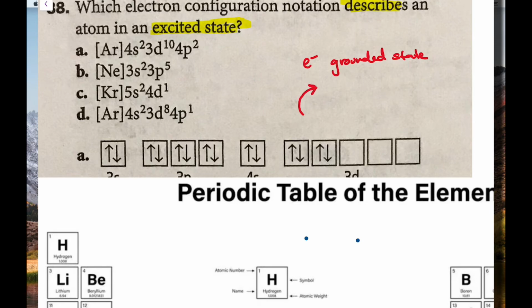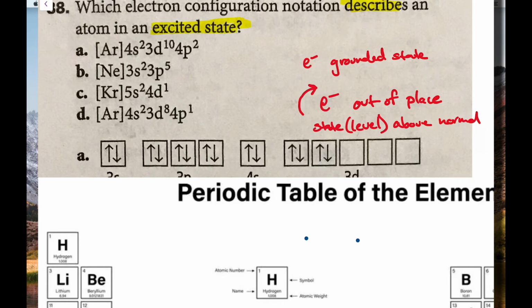Then it got excited, so that means I have an electron that jumped. It jumped from one floor to the next, if you will. So what you're going to be looking for is an electron that is out of place. It's out of place and hanging out in a state and a level that is above its normal place. So again, I'm looking for an electron that is above its normal place.